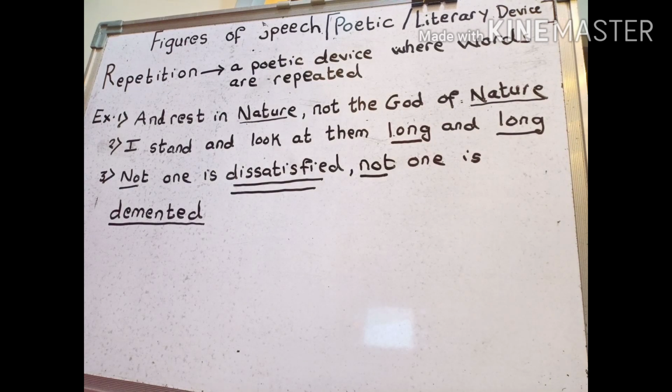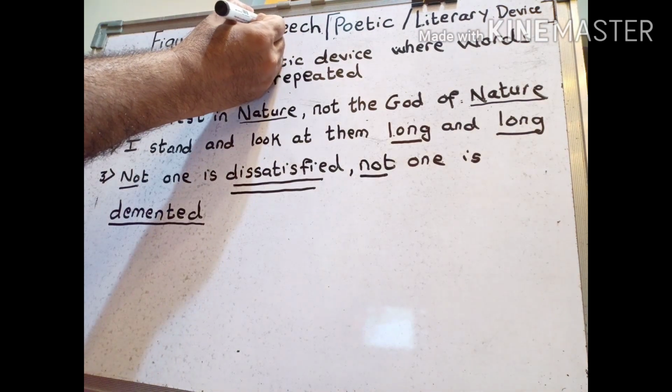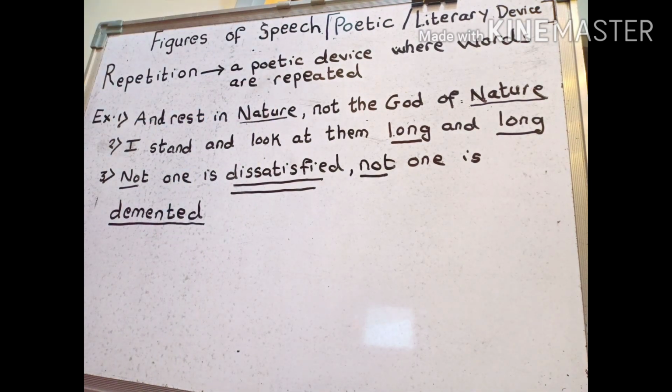So let us have a look at a few examples of repetition, and that should clear your confusion between alliteration and repetition, right? So here you have examples of the figure of speech, that is repetition, right? So let's have a look. Repetition is a poetic device where words are repeated. We have 3 examples here. The first one being from the poem Pulley.